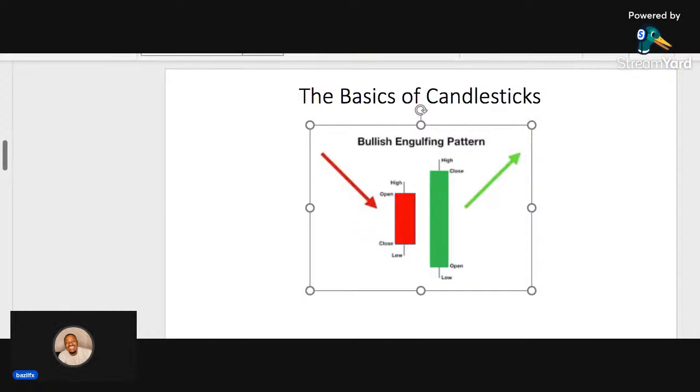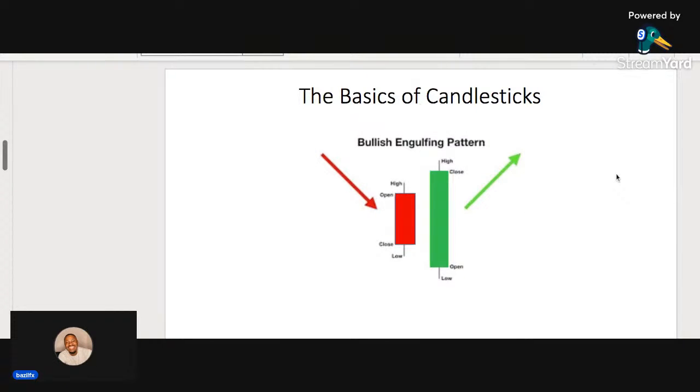Guys, most of you have been using TradingView actually the wrong way, but we're going to correct that. So where do we find the bullish engulfing candle? We find it on a downtrend.